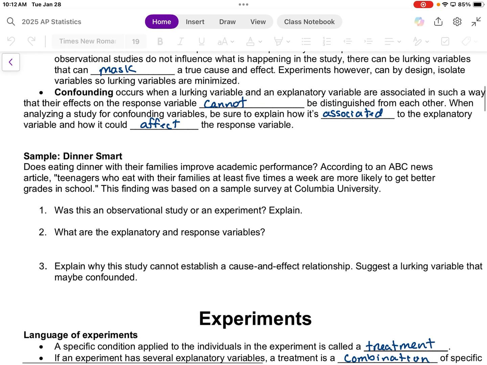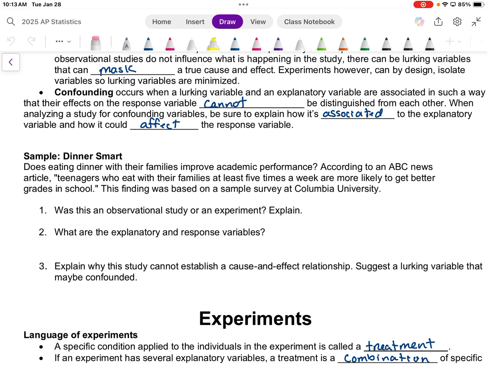So here's our first example. Does eating dinner with their family members improve academic performance? According to the ABC News article, teenagers who eat with their families at least 5 times a week are more likely to get better grades at school. This finding was based on a sample survey at Columbia University. First off, was this an observational study or an experiment, and why? So what do you all think? Observational study or an experiment? All right, observational, and why?